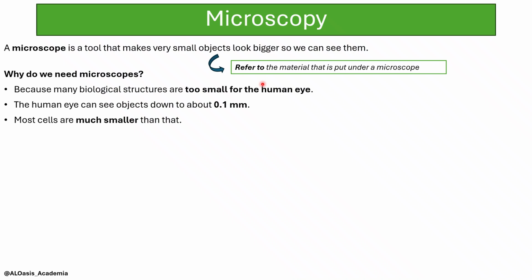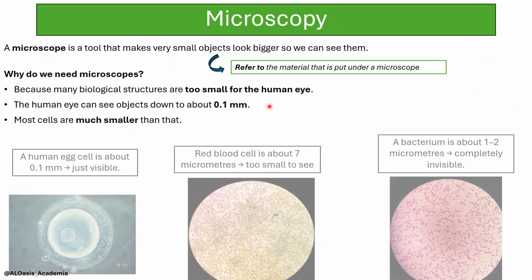Why do we need a microscope? First of all, because many biological structures are too small for the human eye to see. It's very important to know that the human eye can see objects only down to 0.1 millimeters. So anything that is smaller than 0.1 millimeters, you will not be able to see with your naked eye. And that's why you would need a microscope.